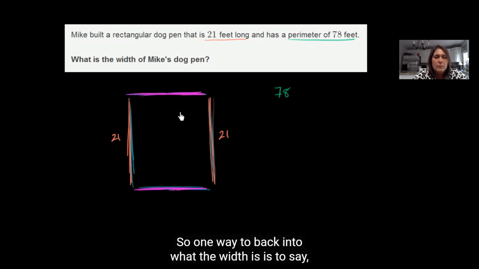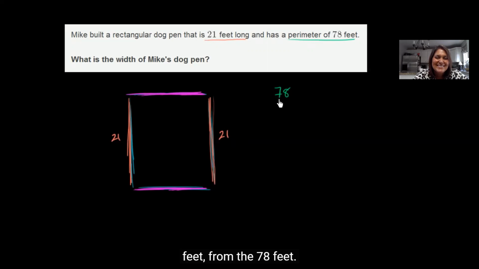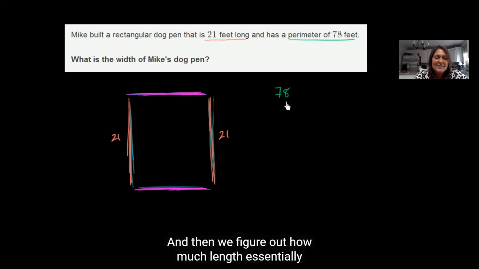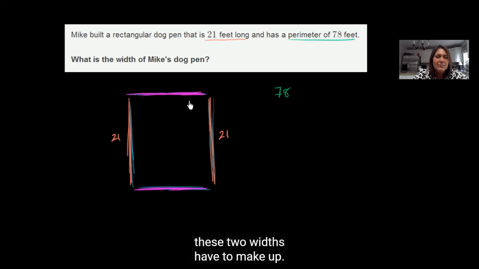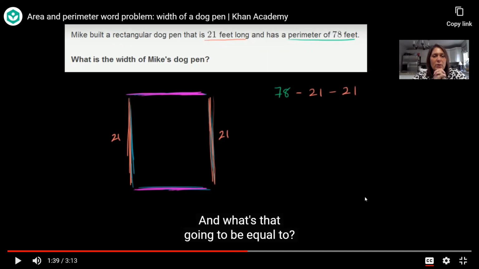One way to back into what the width is: if we sum up all of these lengths, we're going to get 78 feet. So let's at least subtract these two orange lengths, the two 21 feet, from the 78 feet. Then we figure out how much length these two widths have to make up. So let's do 78 minus 21 minus 21. Take a second and see what you come up with.